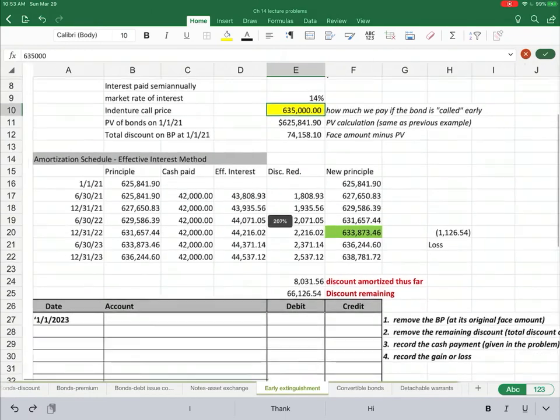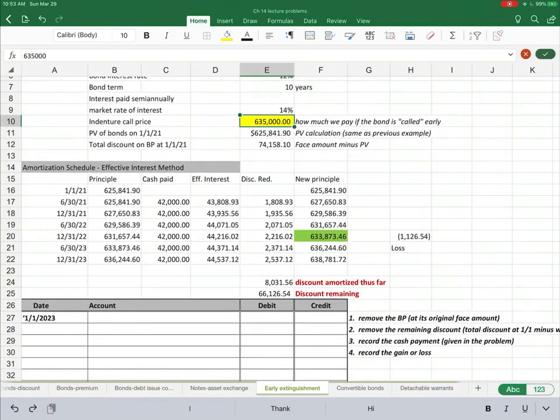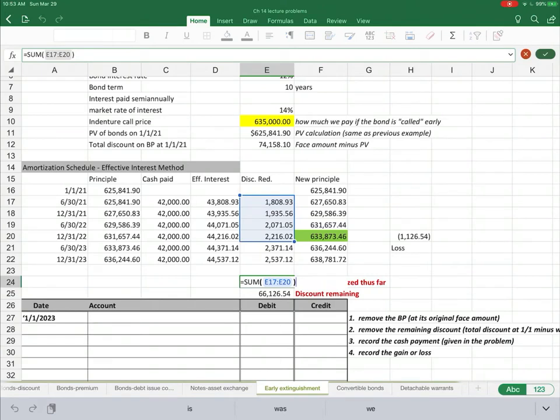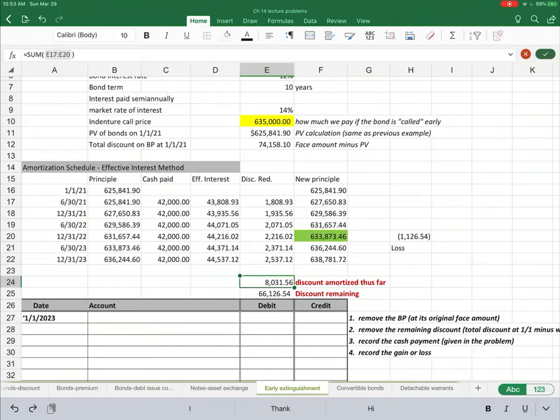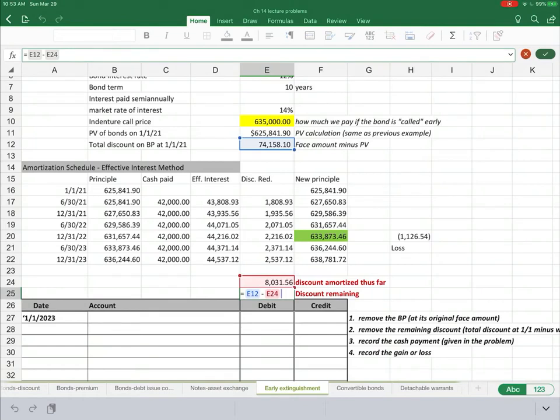One other thing that we have to be aware of when we're talking about the entry that we're going to have to make when we retire these bonds early is how much of the discount we have left at this point in time. So on January 1st, 2023, how much discount have we amortized so far? Well, we amortized on June 30th, 2021, December 31st, 2021, and then again the following year on June 30th and December 31st. The total amount of the discount that we would have amortized so far is $8,031.56.